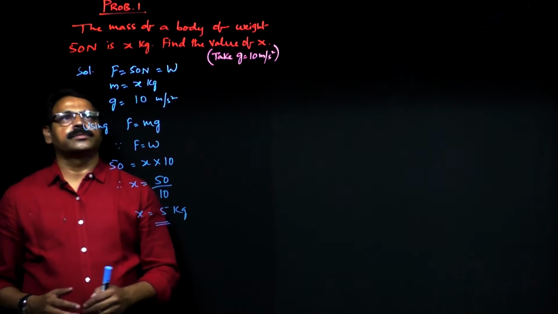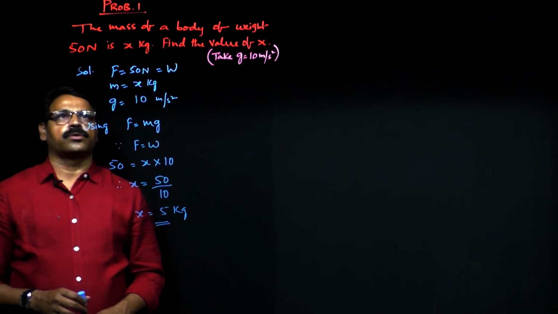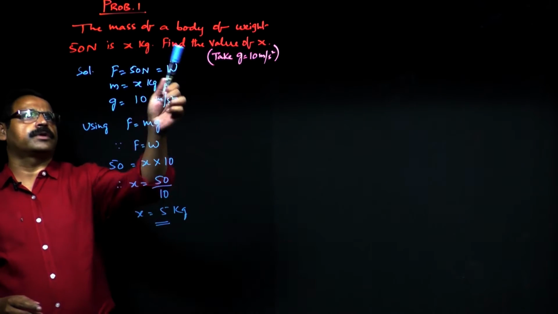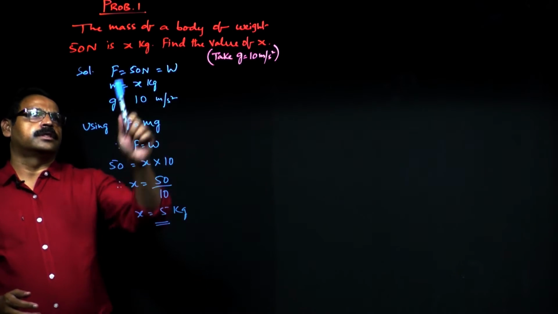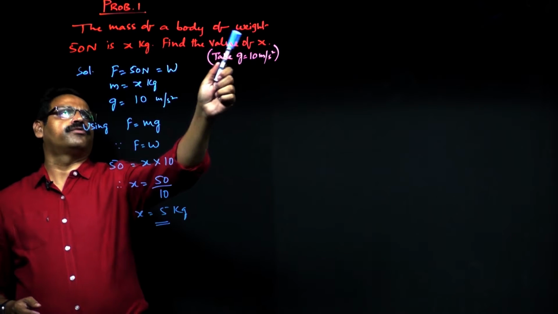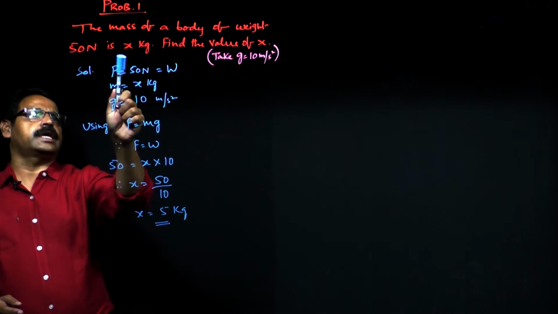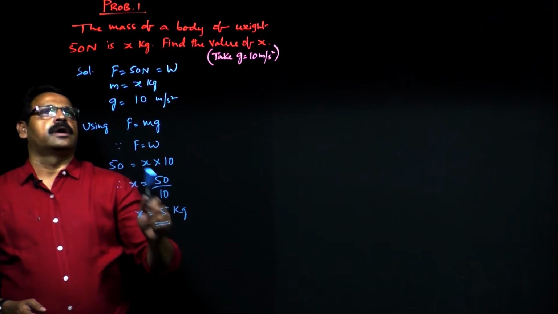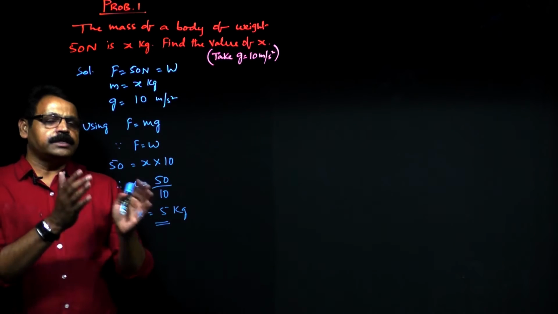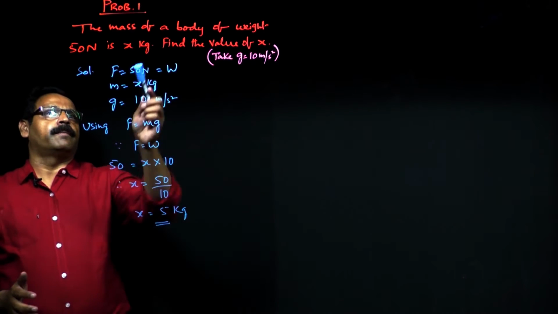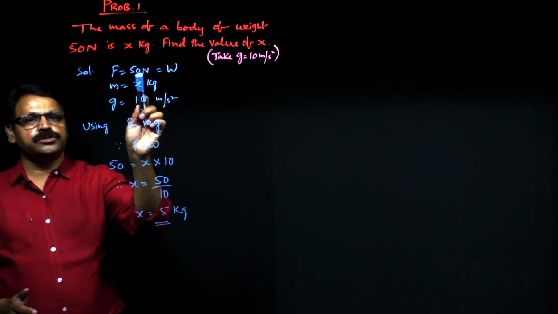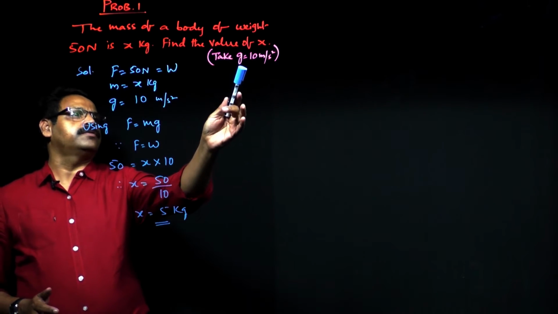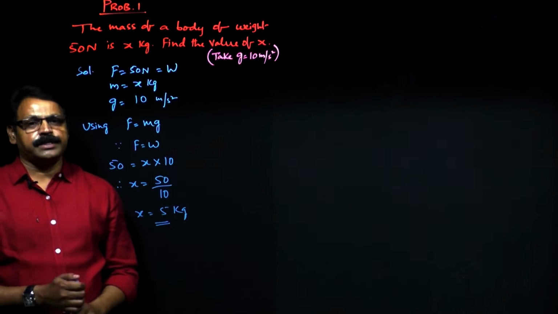We'll look at a few problems based upon these force and pressure concepts. Here we look at one problem: the mass of a body of weight 50 Newton is x kilograms. Find the value of x. Here weight is given and mass is not given. Mass is to be determined and the g value is given as 10 meter per second square.